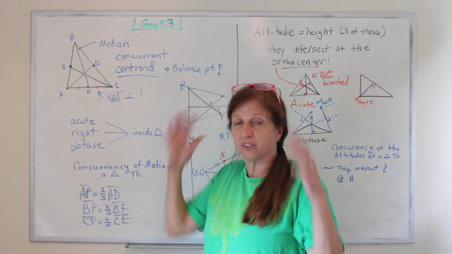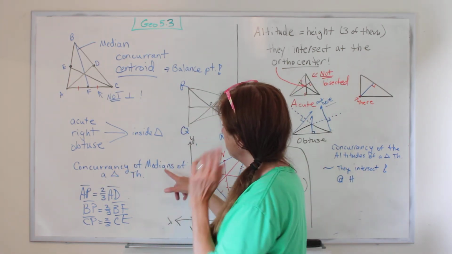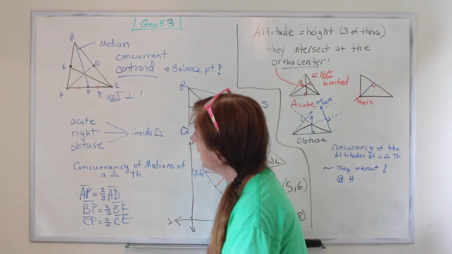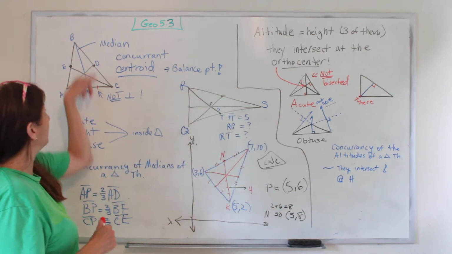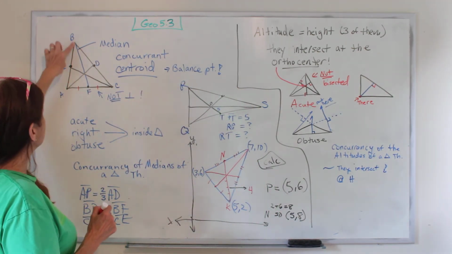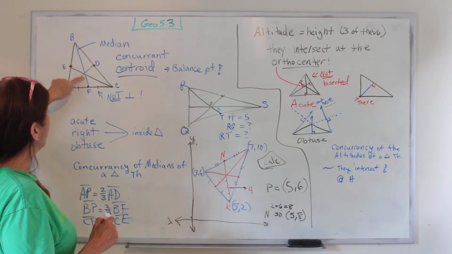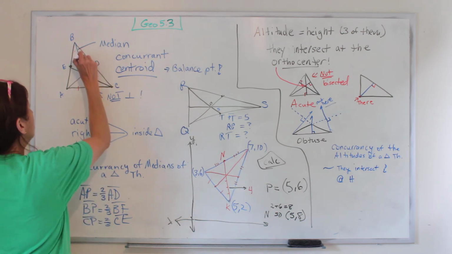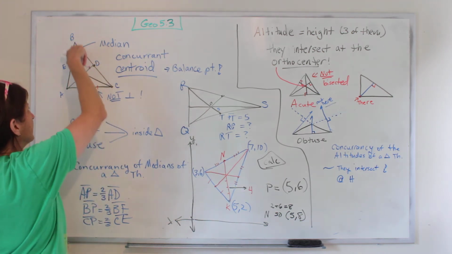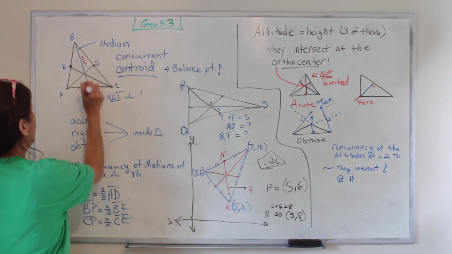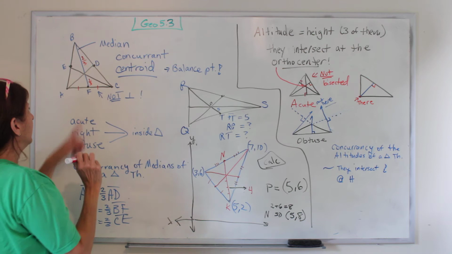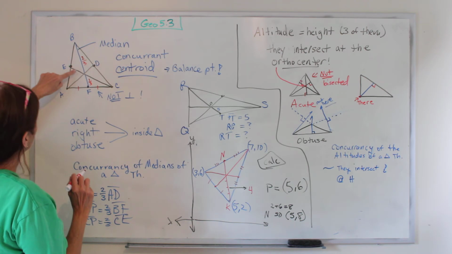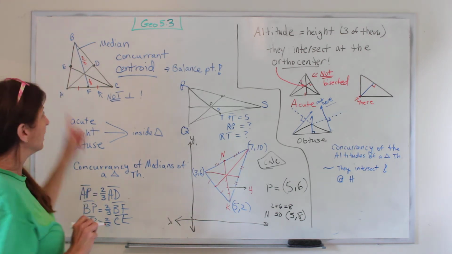Okay, so guess what? We have a theorem to go with this. Of course we do. It's the concurrency of medians of a triangle theorem. If you cut the sides in half and draw a line to the other side, where this balance point, this centroid is, 2/3 of this line is on that side of the balance point, and 1/3 is on the other side of the balance point. So this one, that's the 1/3, that's the 2/3. That's the 1/3, that's the 2/3. So that's how it is.